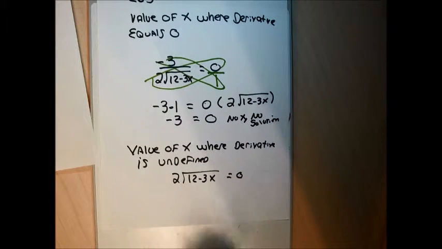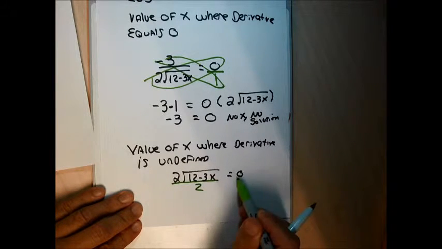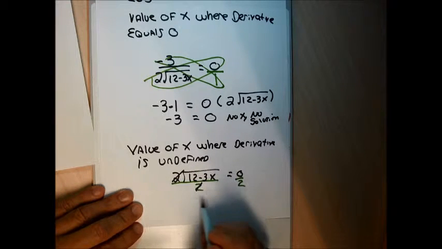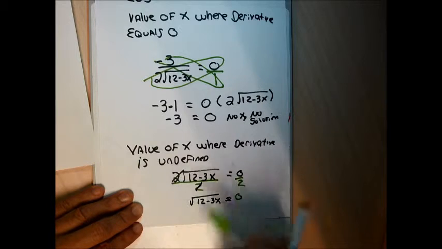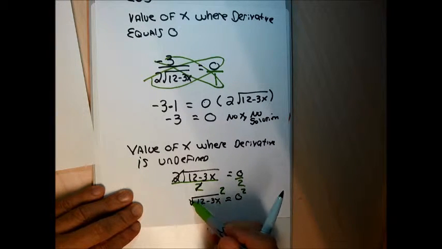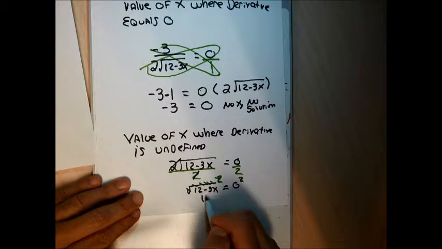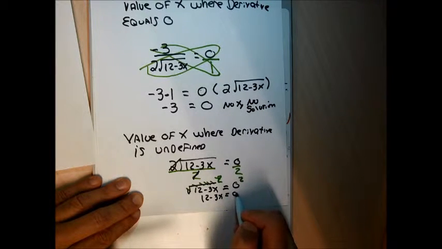So now I'm going to find the values of x where the derivative is undefined by taking the denominator and setting it equal to 0. I'll divide both sides by 2. On the left side, the 2's will cancel, makes the fraction go away. That will give me the square root of 12 minus 3x on the left side. On the right side, 0 over 2 is equal to 0. Now I'm going to square both sides. On the left side, squaring a square root cancels out the square root symbol, leaves me with 12 minus 3x. On the right side, 0 squared is 0.